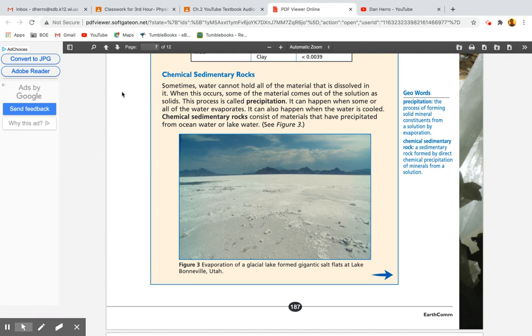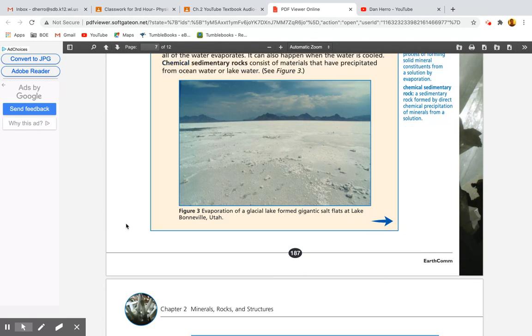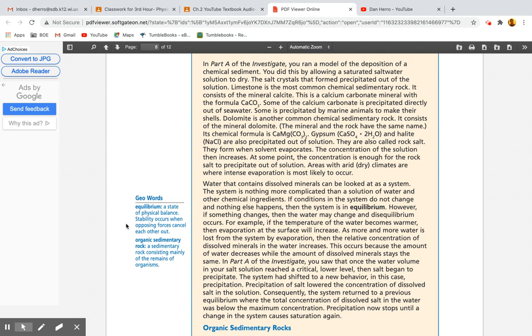Chemical sedimentary rocks consist of materials that have precipitated from ocean water or lake water, as in Figure 3. So, evaporation of a glacial lake formed gigantic salt flats at Lake Bonneville in Utah. In Part A of the Investigate, you ran a model of the deposition of a chemical sediment. You did this by allowing a saturated saltwater solution to dry. The salt crystals that formed precipitated out of the solution.